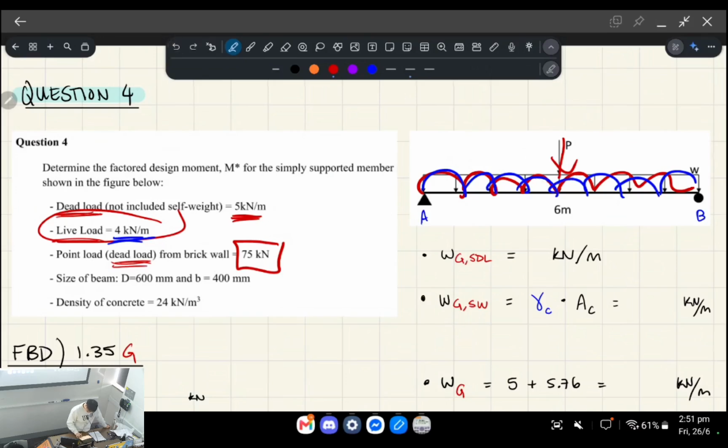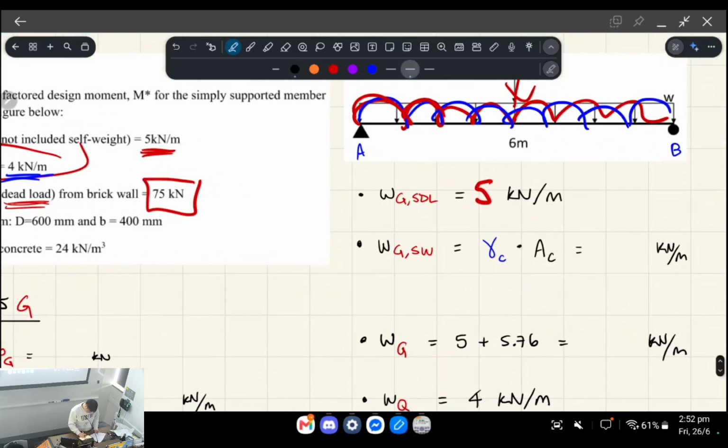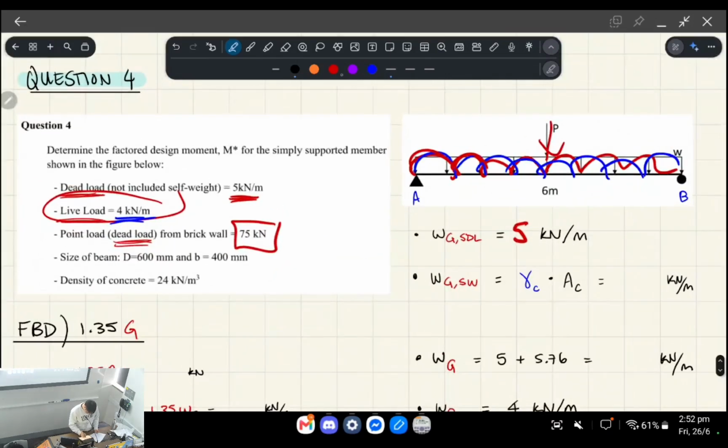of this beam, okay? So we're basically told, essentially, the SDL is 5 kilonewtons per meter, right? Which is the uniformly distributed load due to the dead loads. Okay. However, we're not told what the self-weight is, okay? So I'll tell you how to calculate the self-weight. So we're told in the question, take the density of concrete as 24 kilonewtons per meter cubed, right?